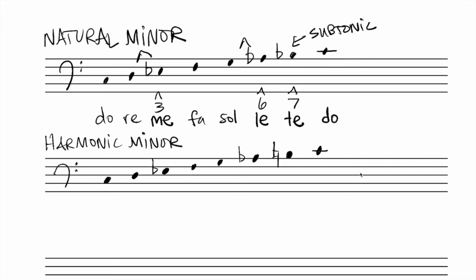Hey, what kind of interval is it between scale degree 6 and 7? That, my friends, is an augmented second. And this is the only scale we're going to study that actually has 3 half steps in it. Between 2 and 3, between 5 and 6, and then between the leading tone and tonic.